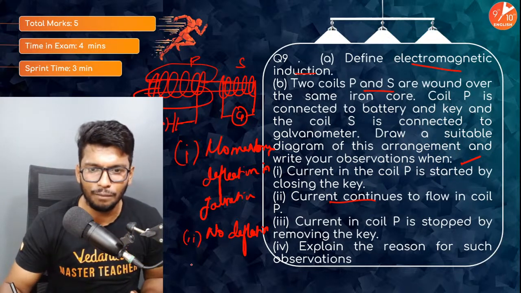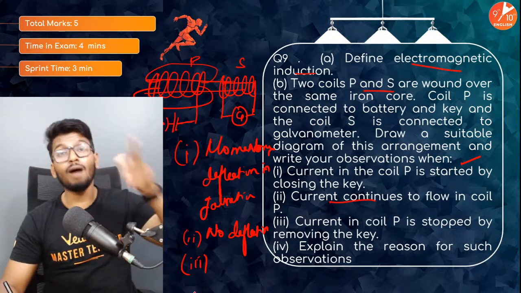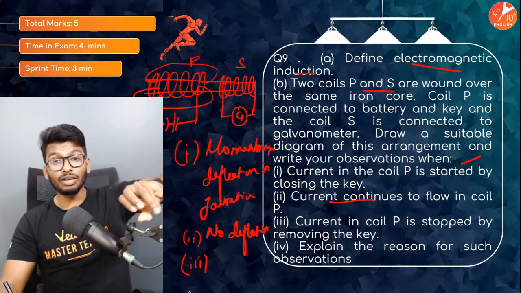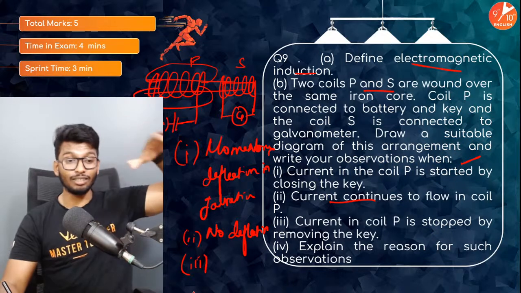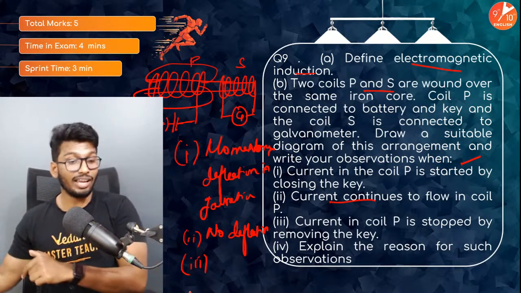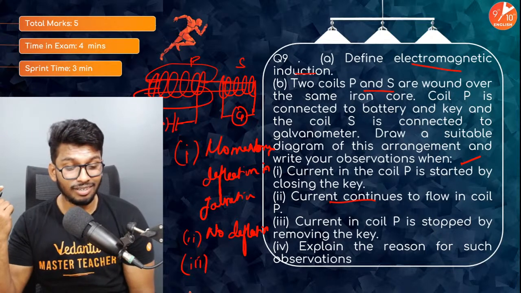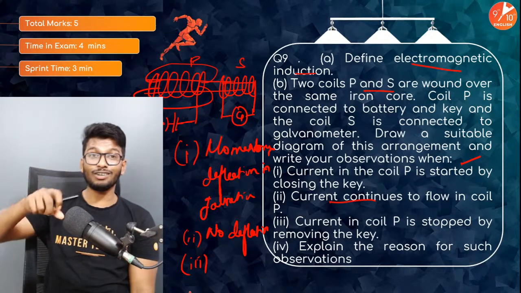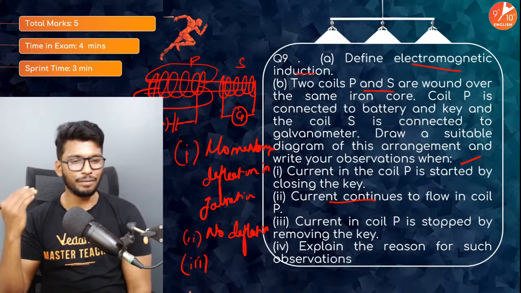Okay, third part of the question now. If you stop the current, what if you remove the plug key now? If you turn off the switch, what would happen to the deflection then? What would happen to S, coil S? What will happen? Think about it. The minute you turn off the switch, what would happen to coil S?